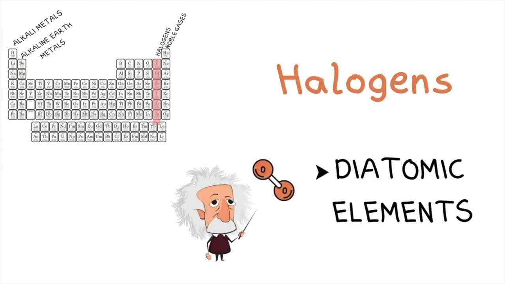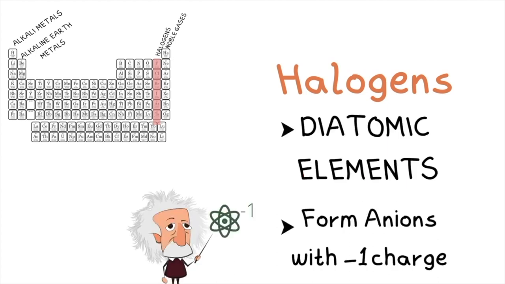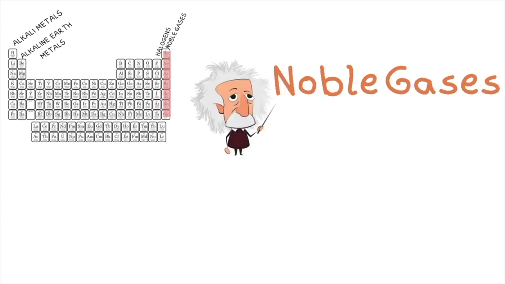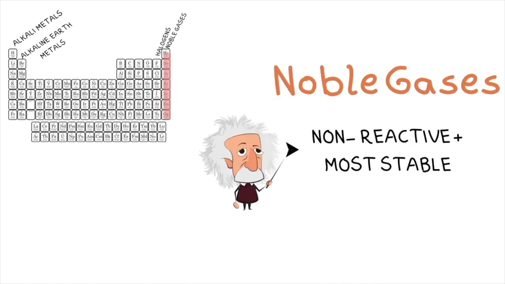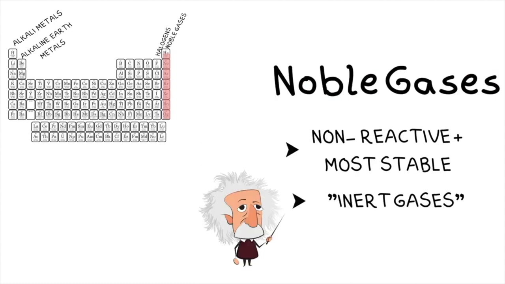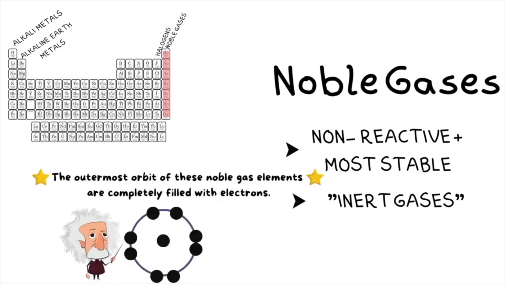Halogens, the most important thing you need to remember about these is that they are diatomic elements. And remember, diatomic means that in the element's natural form, it is made out of 2 atoms. Also, halogens form anions with a -1 charge. Lastly, our noble gases are the most stable and least reactive. They are also called inert gases. And what this means by least reactive and most stable is that their outer valence shell is completely full of electrons, making them stable and complete.